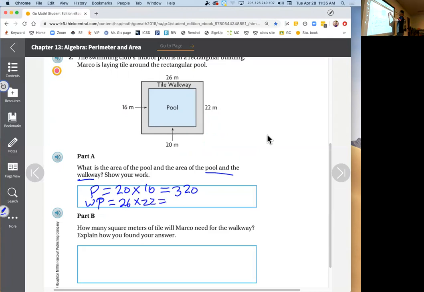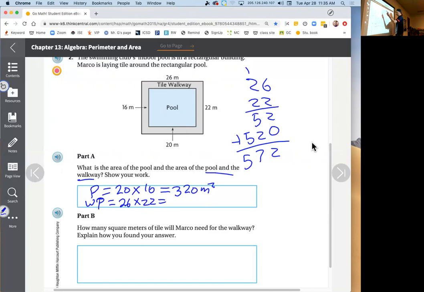Okay. 26 times 22, and 2 times 6 is 12, 2 times 2 is 4, plus 1 is 5. Guess what? 2 times 26 is going to be the same thing, so we're just going to write down 52. Add that together, you get 572. So sorry, this is meters squared. The whole thing is 572 meters squared.